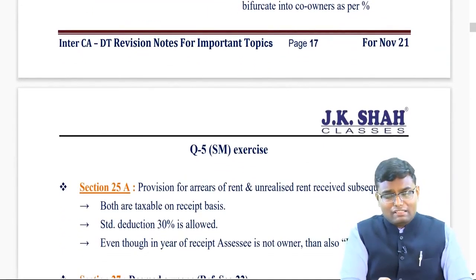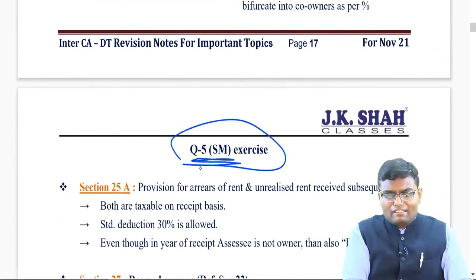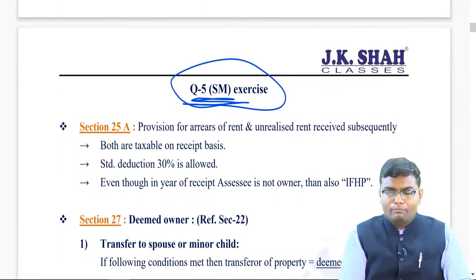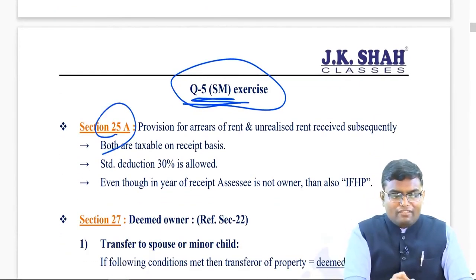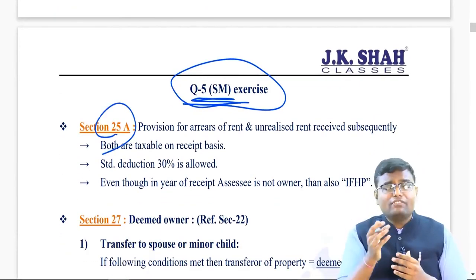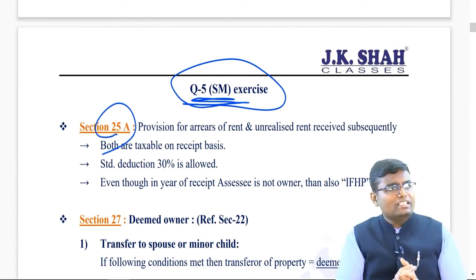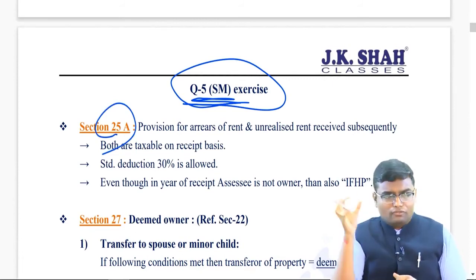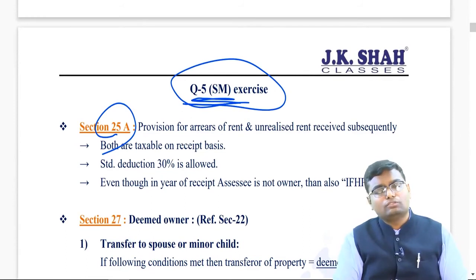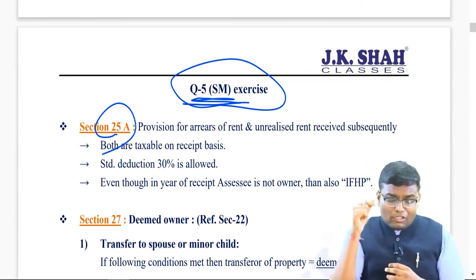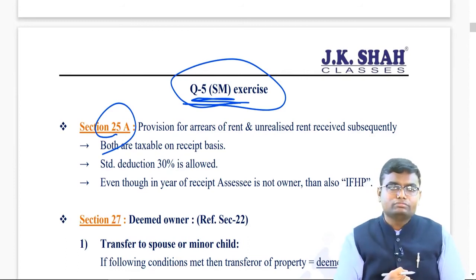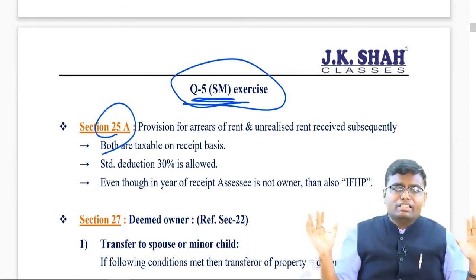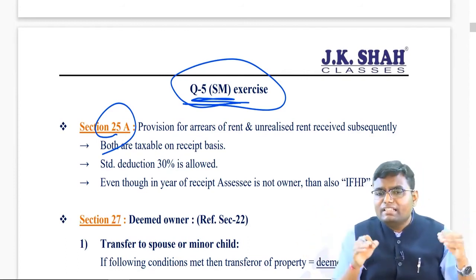Now, after this, you will definitely see module exercise question number 5. That is very important. Now, section 25A. If in earlier years I was having unrealized rent for which I am doing recovery now, or in earlier years there was some dispute regarding increase, which retrospective effect I am getting now, the income is of earlier years. Recovery is being done in this year.